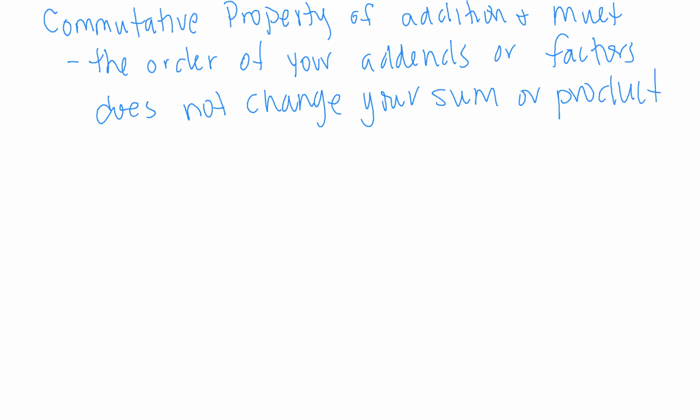So there's a little bit of terminology in this definition. First of all, add-ins. Add-ins are numbers that you are adding together. If I had 5 plus 7, 5 and 7 would be considered add-ins. Factors are numbers that you're multiplying together. If I had 3 times 4, 3 and 4 would be considered your factors. Sum is the answer to an addition problem, and product is the answer to a multiplication problem, okay? So we're basically saying it doesn't matter the order that you add or multiply, the result is going to be the same.